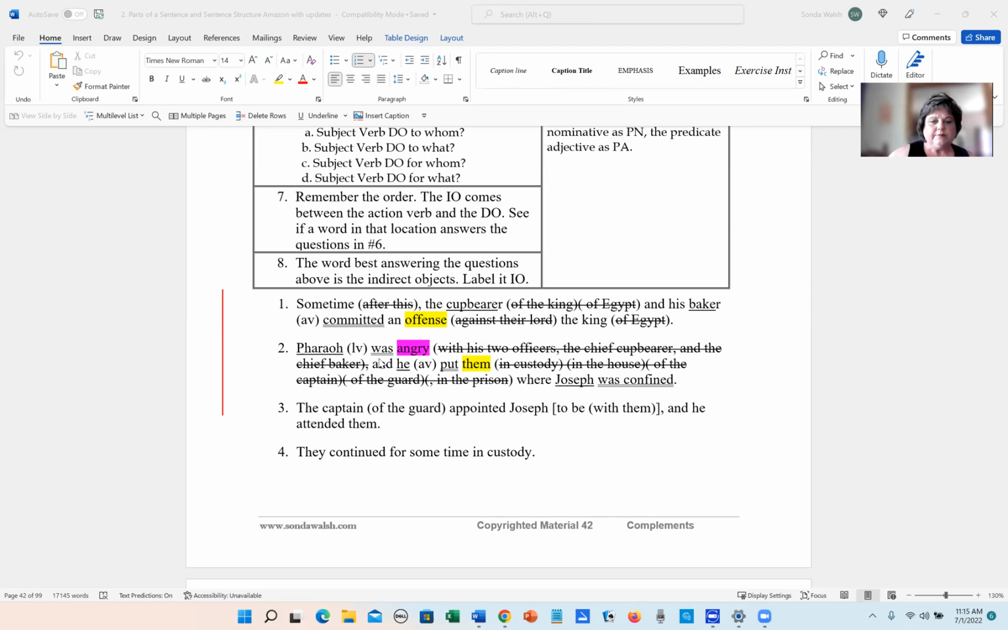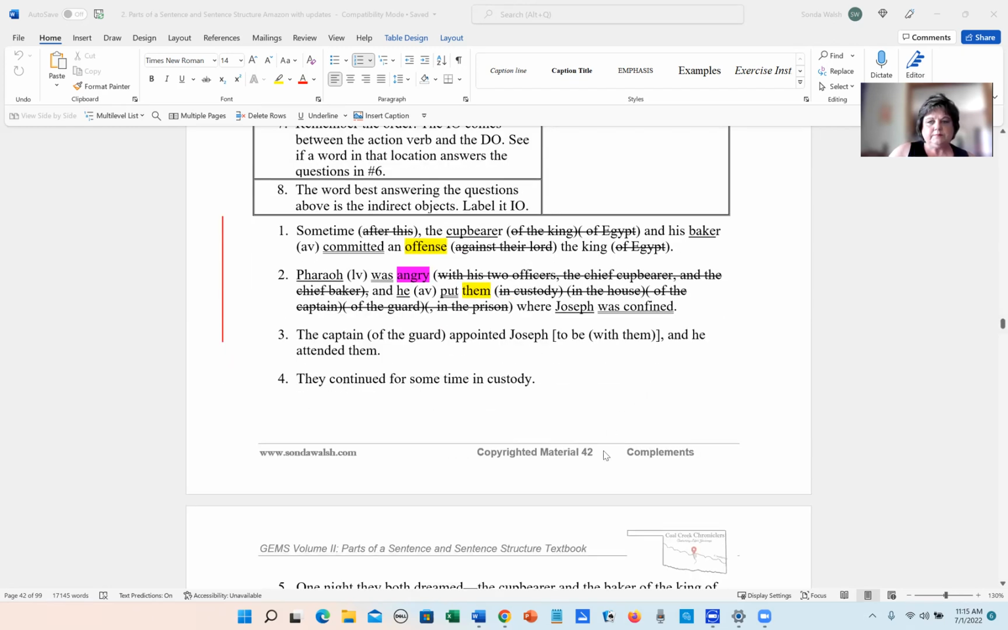Okay, number 2. Pharaoh is the subject, was is a linking verb, angry is a predicate adjective modifying Pharaoh. And then everything starting with his officers, the chief cupbearer and the chief baker, those are prepositional phrases. He is a subject, put is an action verb, so them is the direct object. And Joseph was confined is also a subject and a verb. So we have 3 clauses in that sentence.